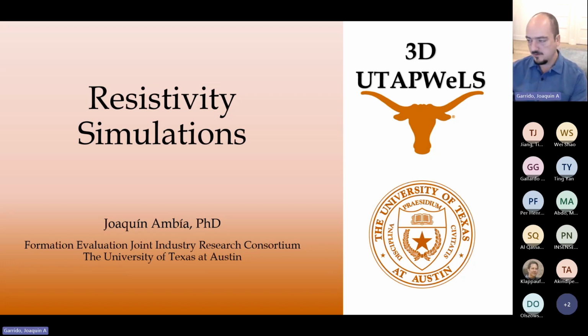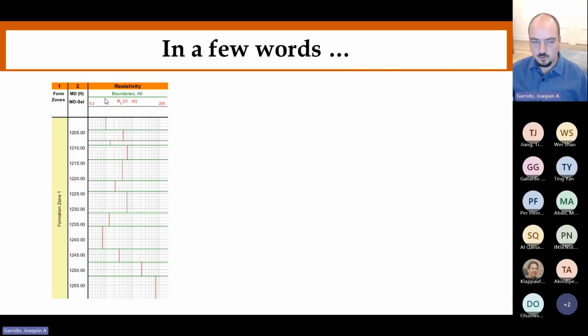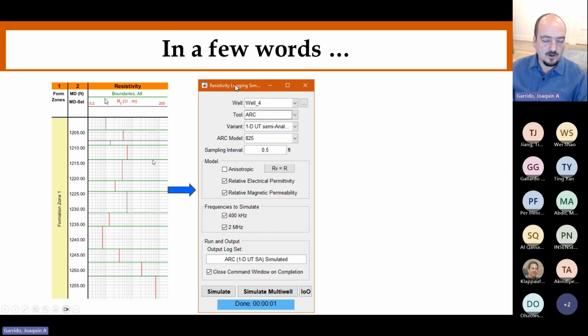That's okay. So what we mean by simulations in UTEP Wells, the ones that I'm going to talk about right now are the most straightforward simulations that you can have. In a few words, suppose that you have a resistivity model where you just have resistivity values, this blocky log for resistivity in a segment, and you want to turn it into the tool response. You want to see what is the tool response for that.